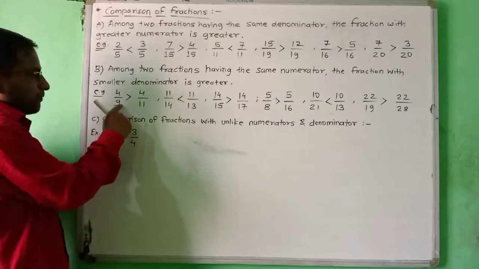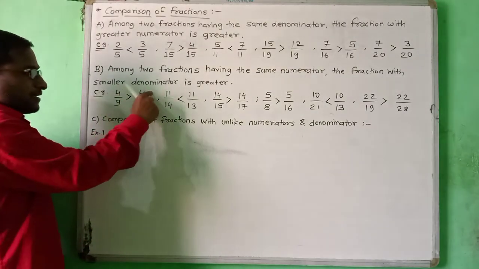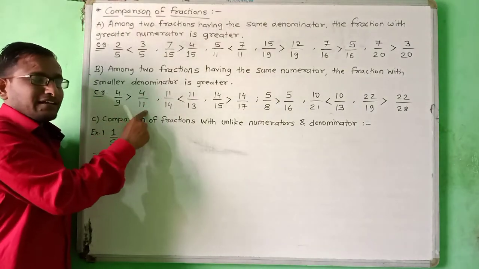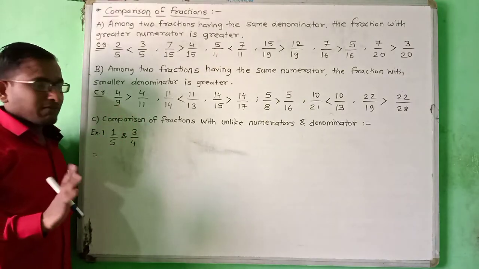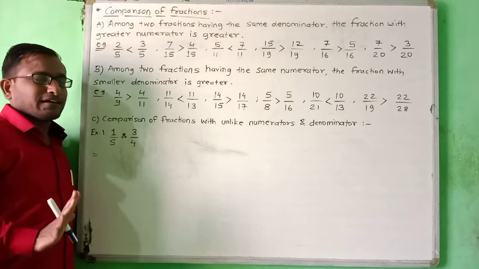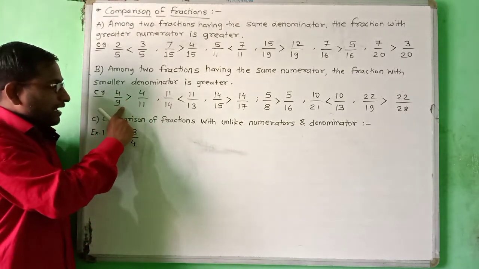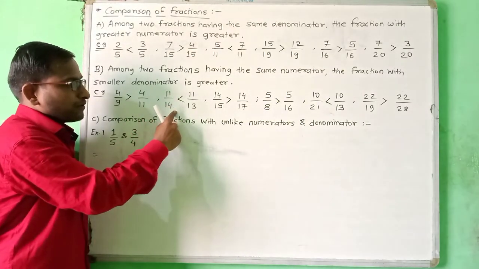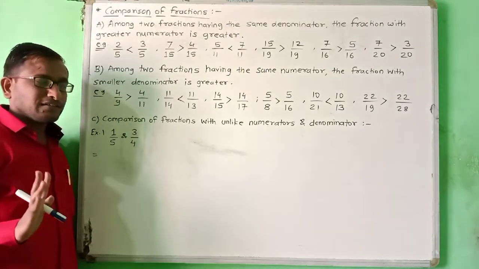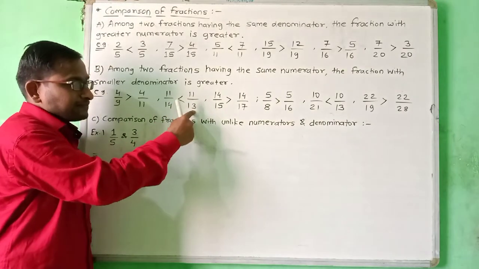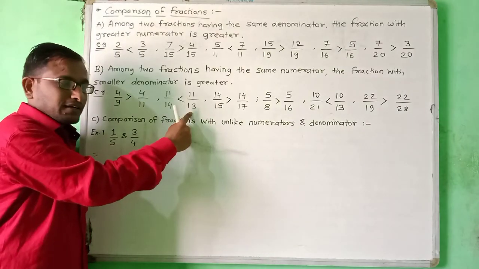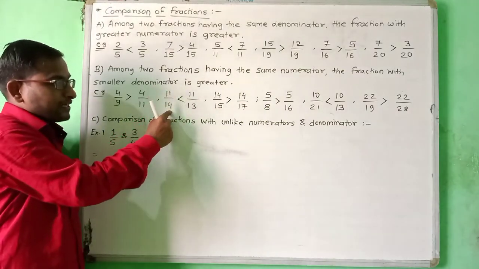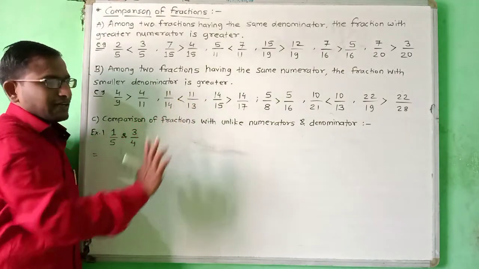For example, 4 upon 9 and 4 upon 11. Here the numerators are the same. You compare the denominators, 9 and 11. 9 is less than 11. So which fraction has the smaller denominator? 4 upon 9. So this is the greater fraction: 4 upon 9 is greater than 4 upon 11. Next example, 11 upon 14 and 11 upon 13. Which fraction has the smaller denominator? 11 upon 13, so it is the greater fraction. So 11 upon 14 is less than 11 upon 13.